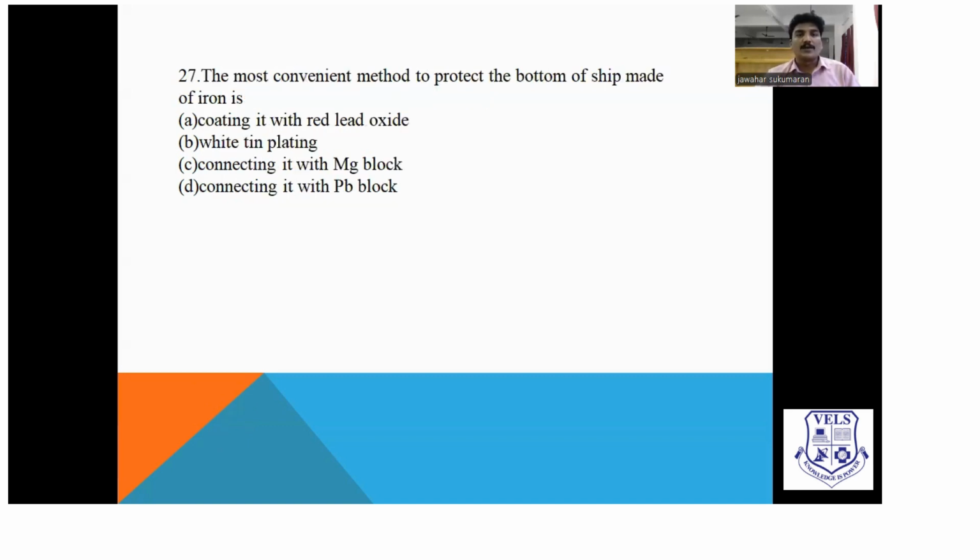The most convenient method to protect the bottom of a ship made of iron is A. Coating with red lead oxide, B. White tin plating, C. Connecting with Mg block, D. Connecting with lead block. Answer is B. White tin plating. Again, the most convenient method to protect the bottom of a ship made of iron is white tin plating.